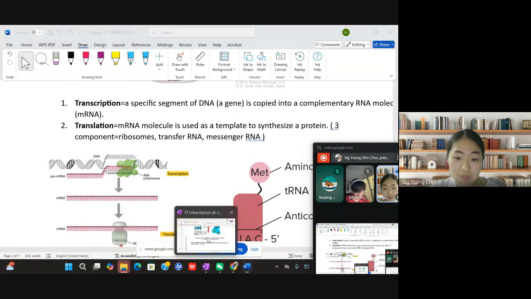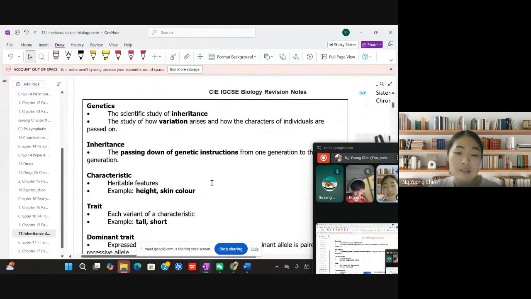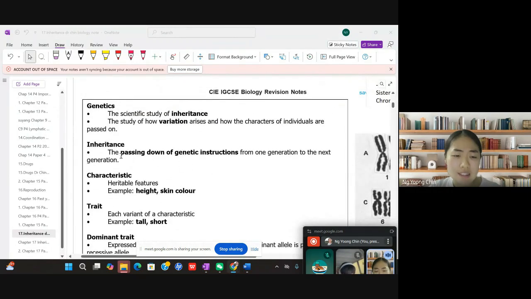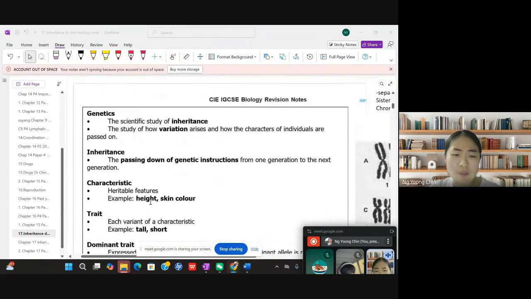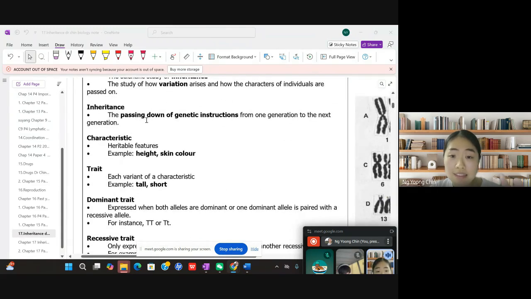And then we continue. So this is the description, okay, for genetic inheritance, traits, dominant and recessive traits. Okay, what does this mean? Genetic, you already know. Genetics is just the study of inheritance. It's the study about how variations arise and how the characters of individuals are passed on. And inheritance is just passing down the instructions from generation to the next generation.